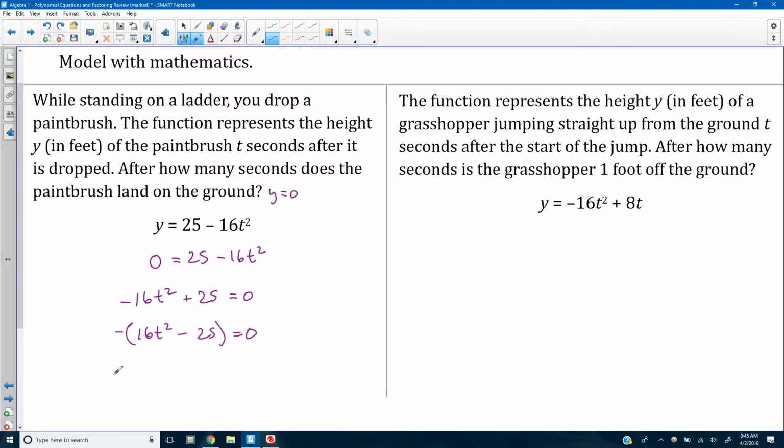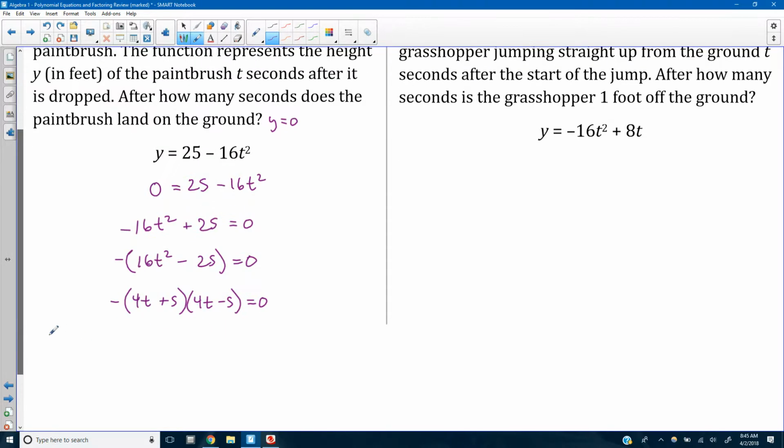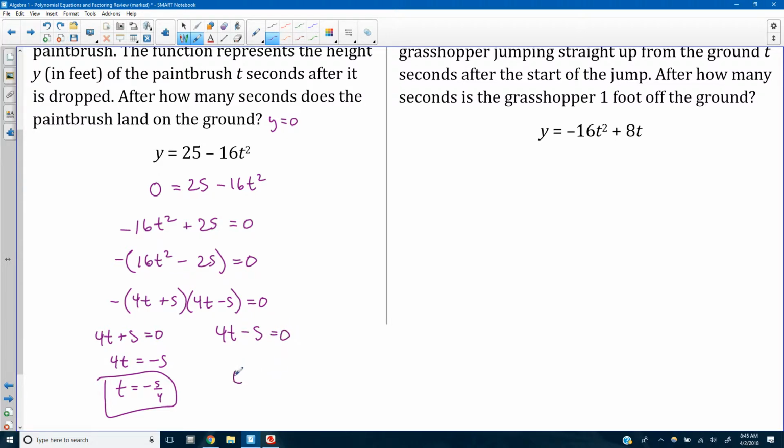This is a difference of two squares. This is 4t plus 5 times 4t minus 5 equals 0. So either 4t plus 5 equals 0, in which case 4t equals negative 5 after I subtract 5, and after I divide by 4, t equals negative 5/4, or 4t minus 5 equals 0. If I add 5 and divide by 4, I'll get t equals positive 5/4, which, by the way, is also 1.25 seconds. So this is your answer here.